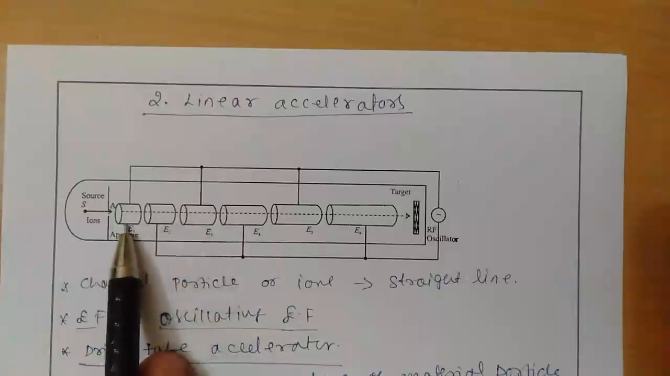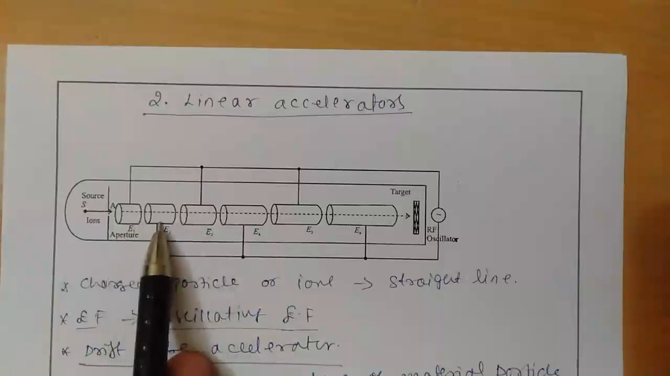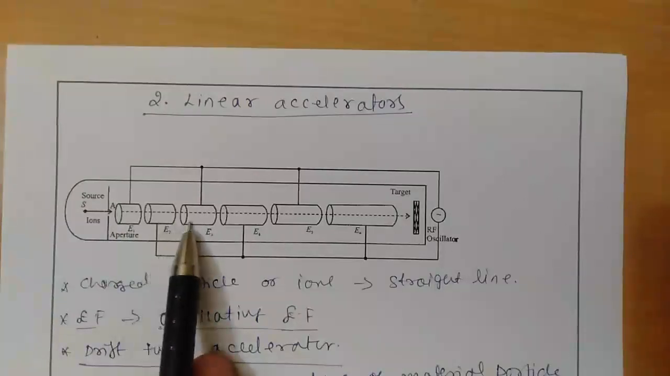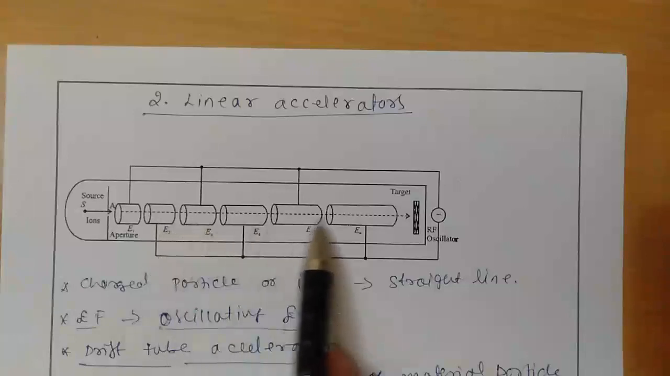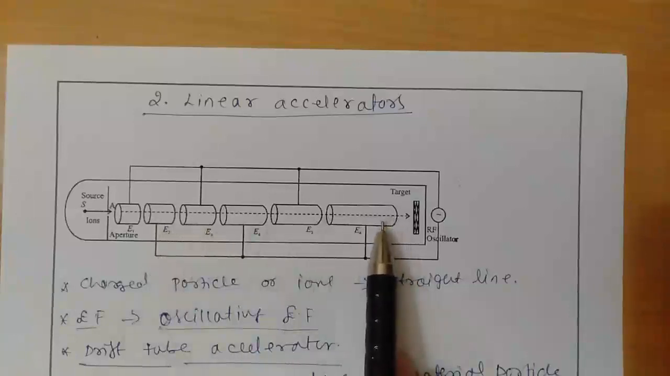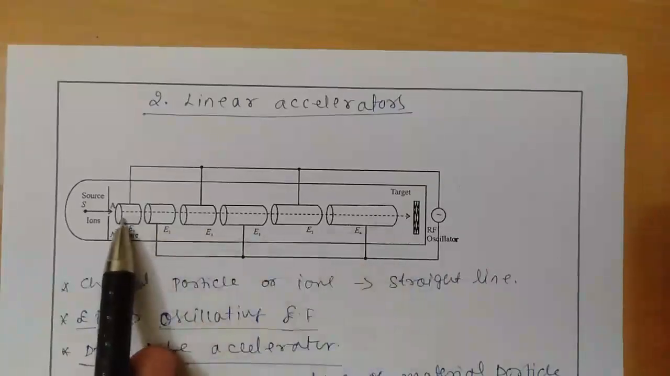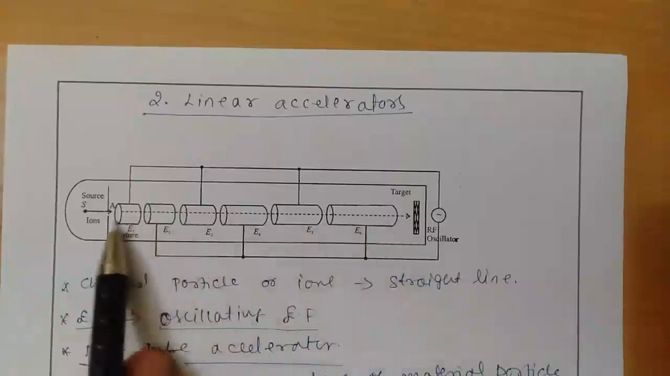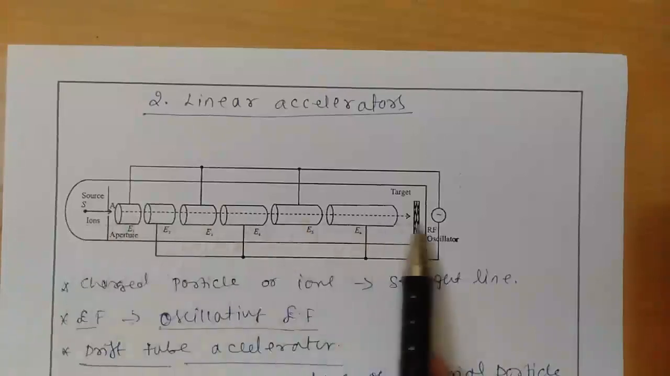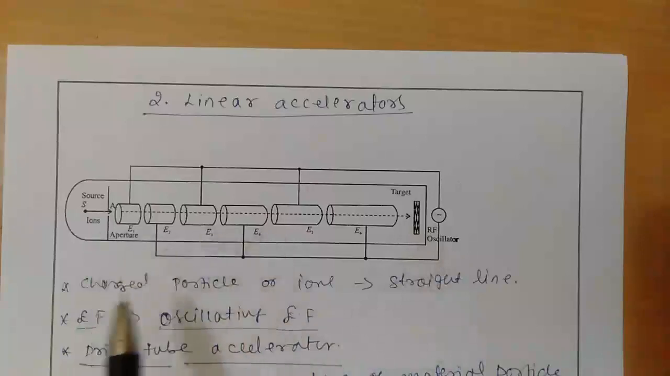The length of this is less than the length of this, and similarly the length of the second tube will be less than the third one. So successively coming tubes will have increasing length. They are placed coaxially, that is, the axis will pass through the same point. The alternating cylinders are connected together.